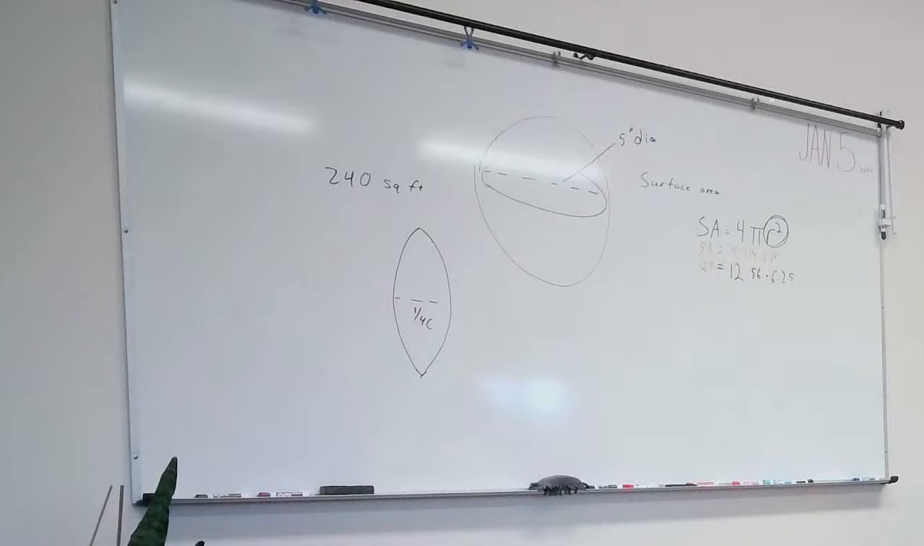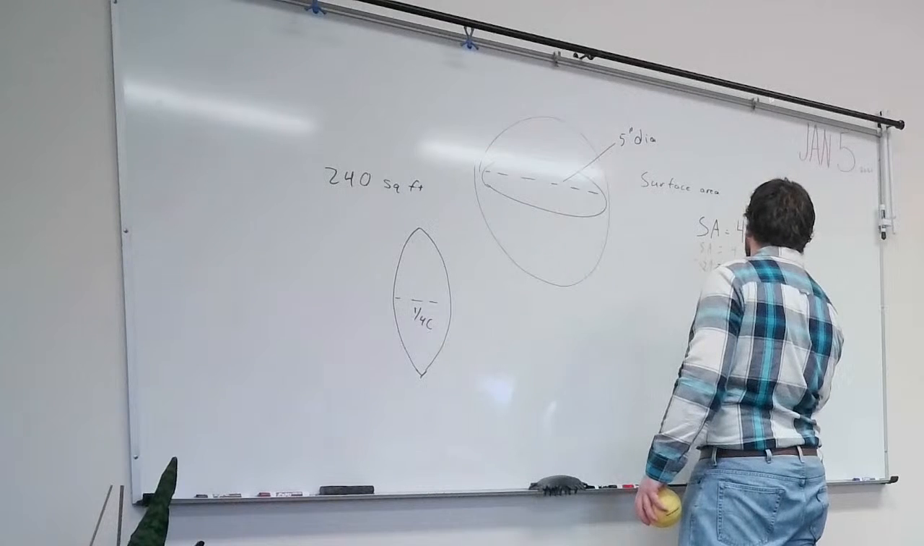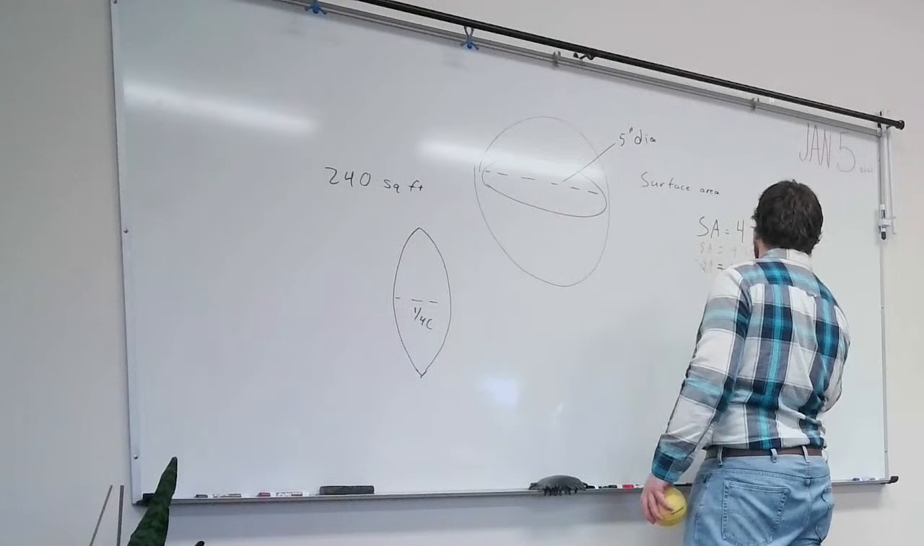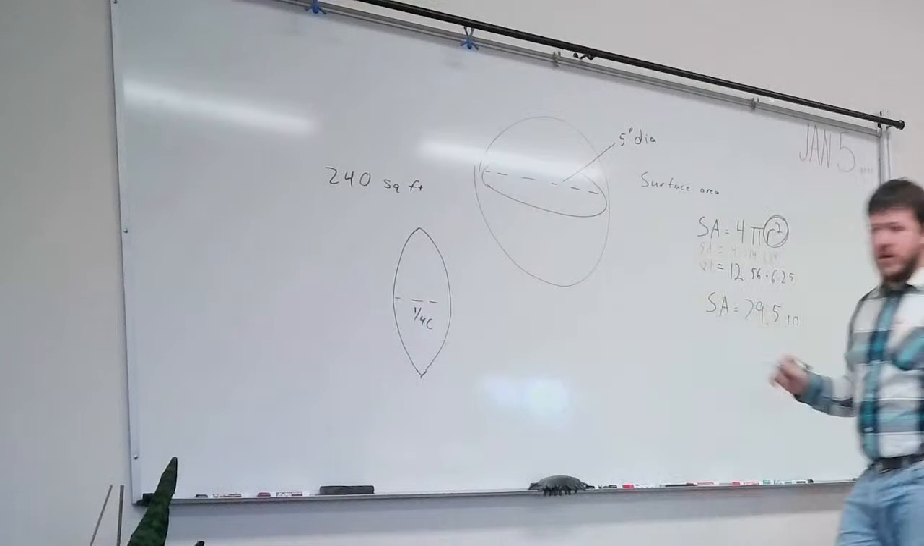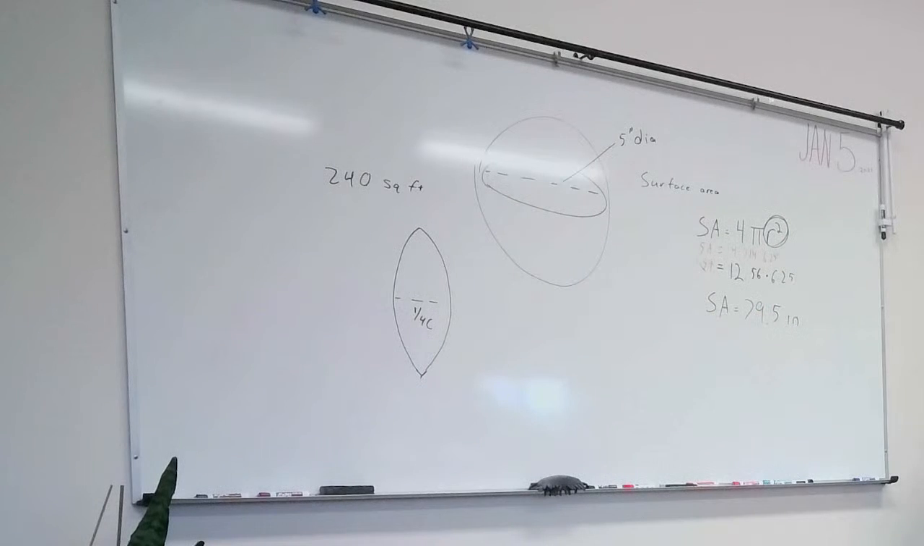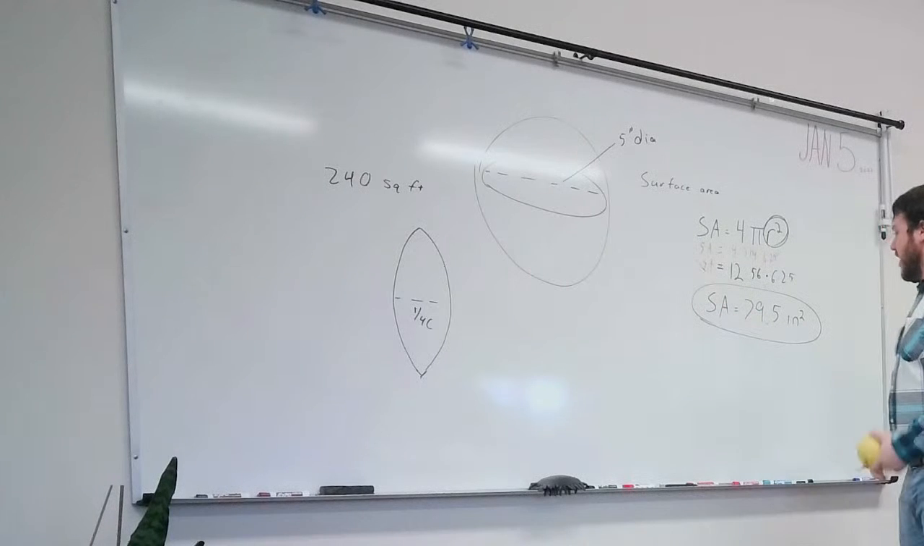$79.5. All right, so you write out surface area equals 79 point what? 0.5. 0.5 inches, which? Square or cube? Leah? Square, right? Surface area in square inches. So this is your answer: 79.5 square inches. Yes. All right.